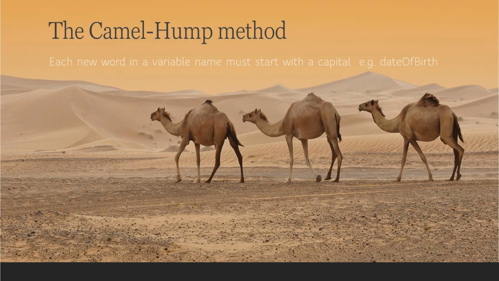Now, the camel hump method is the way we used to name variables. It just means that each new word in a variable name must start with a capital. An example is date of birth. The O is a capital, the B is a capital.